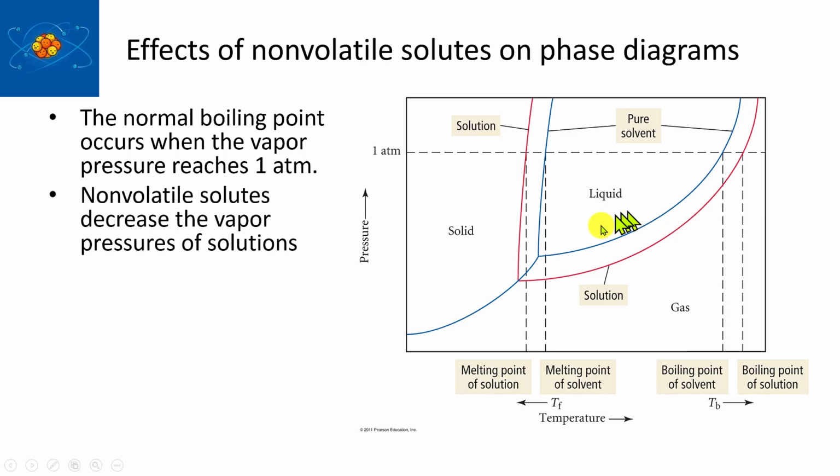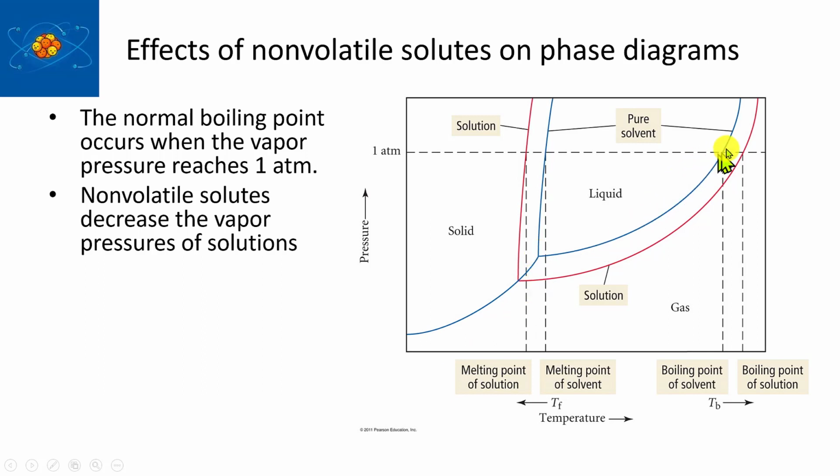And here we have the pure solvent. This is a vapor pressure curve. This is a freezing curve, the solid-liquid transition, and this is the curve for sublimation. And again, this is the triple point where the three meet.